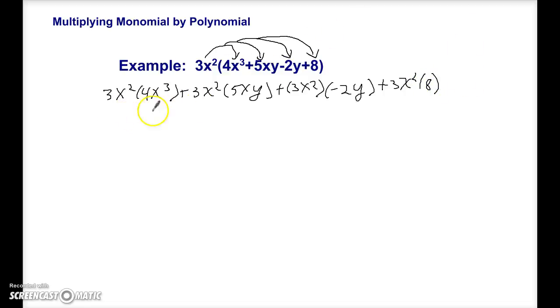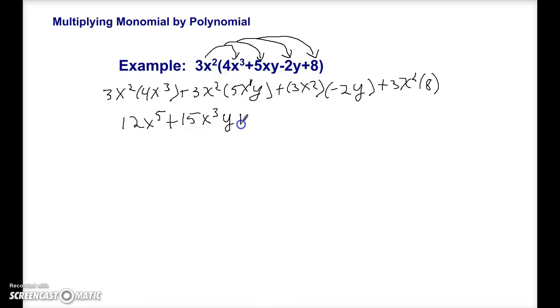And when we multiply those out, we would have 12x to the 5th. Remember, we multiply the coefficients, keep the base variable, and add the exponents. So we get 12x to the 5th plus, here again, multiply the coefficients. 3 times 5 is 15. X squared times x is x to the 3rd. Remember, there's a 1 here, even though it's not written. And then we still have the y.